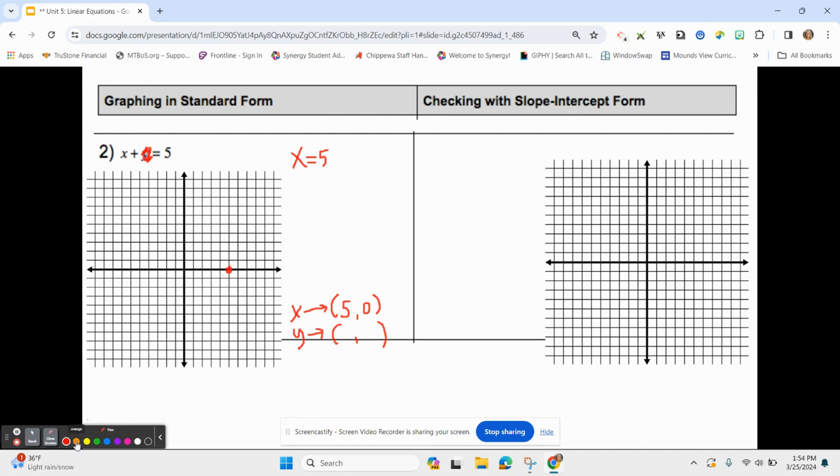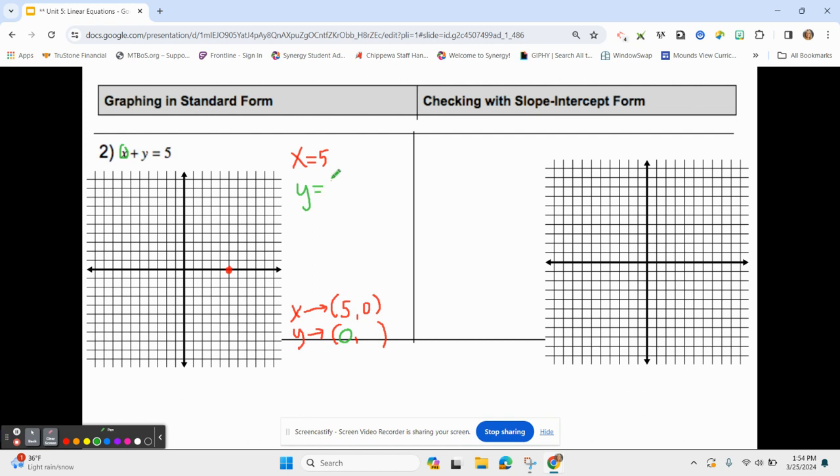Now to find my y-intercept, I put a 0 in for the x. I'm going to put a 0 in for the x because I know my y-intercept always starts with x being 0. So 0 is in for my x. And look how quick this equation is. I'd have to do literally nothing.